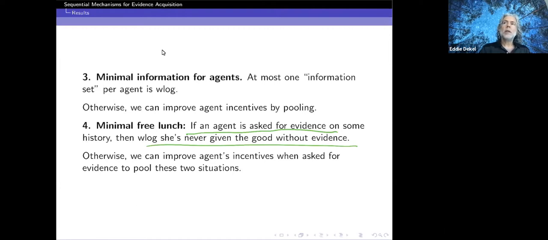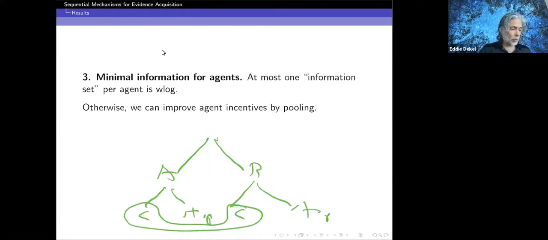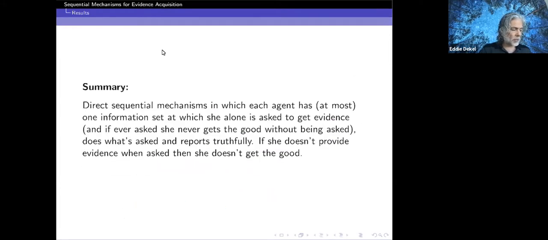So these are 4 properties, which I'll summarize in this slightly long paragraph. We're going to use a direct sequential mechanism in which each agent has at most one information set at which she alone is asked to get evidence. And she never gets the good without being asked. When asked, she does what's been asked of her and reports truthfully. If they don't provide the evidence, then they don't get the good. That's a summary of the structure that we're going to use.